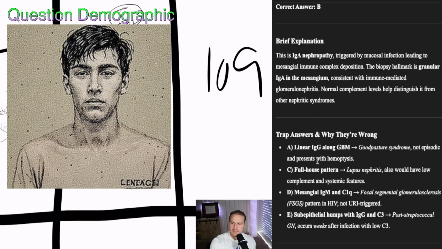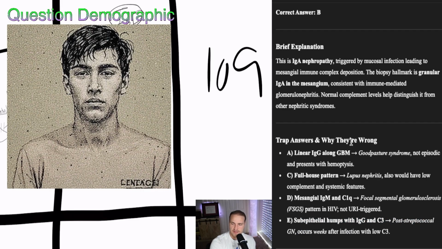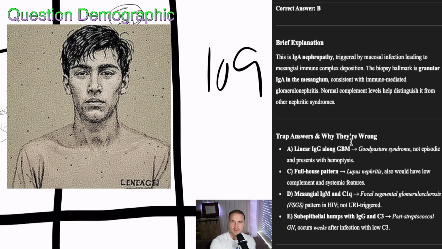Here's an explanation. Linear IgG would be Goodpasture syndrome. Full house pattern, lupus, low complement, and all that stuff. IgM, focal segmental glomerular sclerosis, is a pattern in HIV. Subepithelial humps, IgG and C3 is post-streptococcal glomerulonephritis. So it causes blood in the urine just like a day or two after you have an upper respiratory infection.